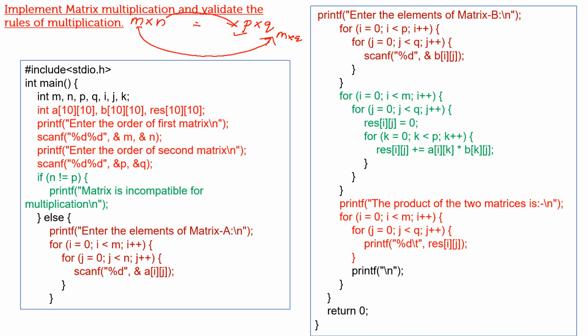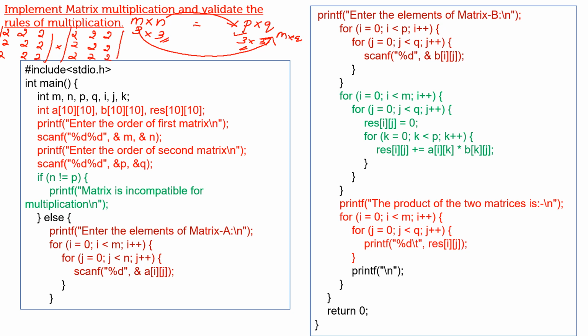So let me take a simple example, a 3 cross 3 matrix. Both are 3 cross 3 matrices. Here n is equal to p, so matrix multiplication is possible. Let me take the elements of the first matrix as all 2s. Similarly, the elements of the second matrix are also the same, all 2s, 2, 2, 2, 2, 2, 2 and 2, 2, 2.